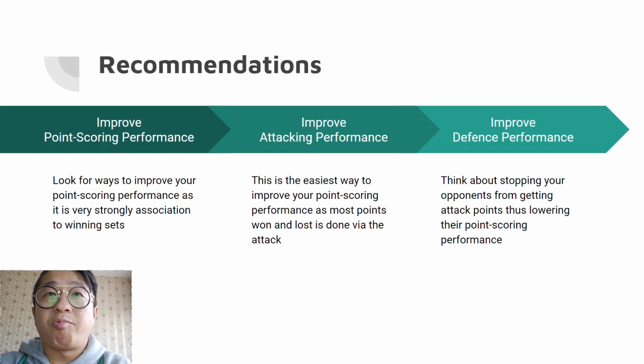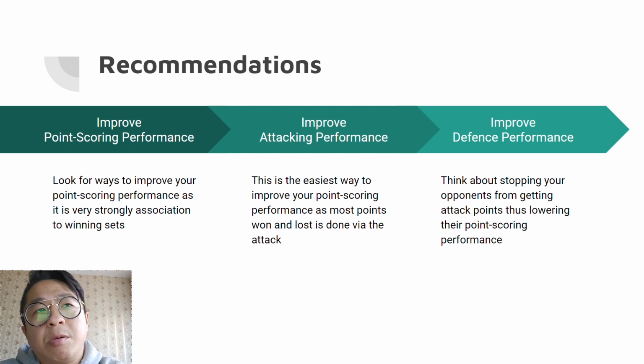So what are the recommendations? The first one is to improve your point scoring performance. So look at ways you can improve that number. One way I've done it before is I just pick players with the higher positive point scoring efficiency performance. If you see a player with a minus, that means they're creating more errors than scoring points, so they're hurting the team. So I just pick players that have a positive.